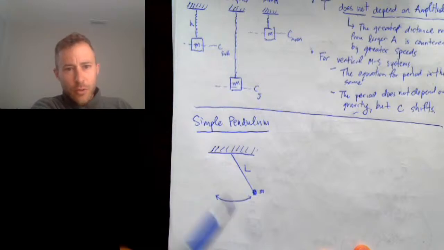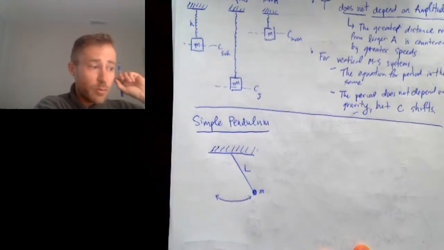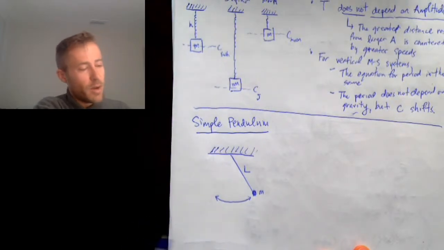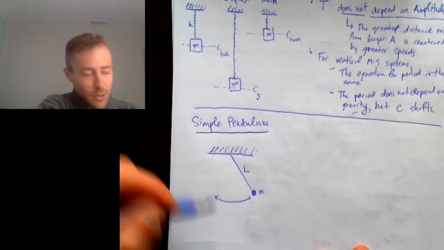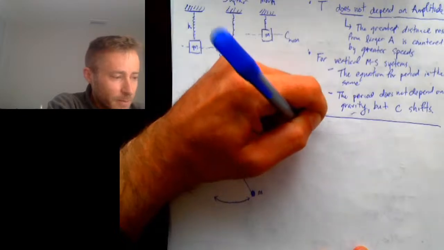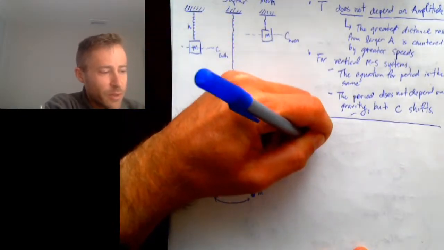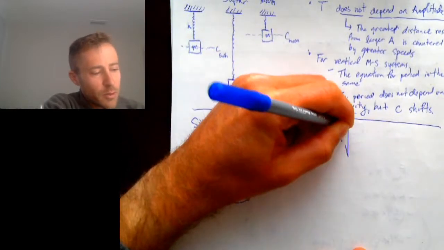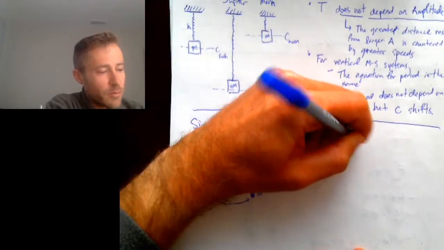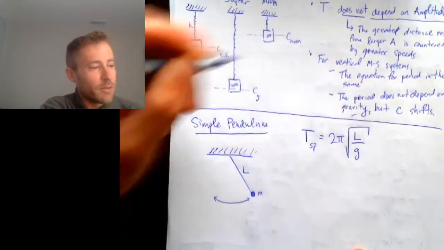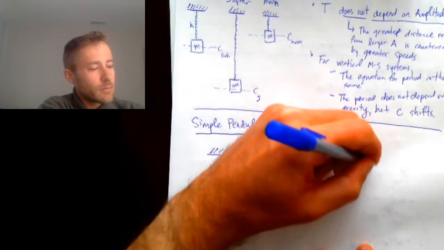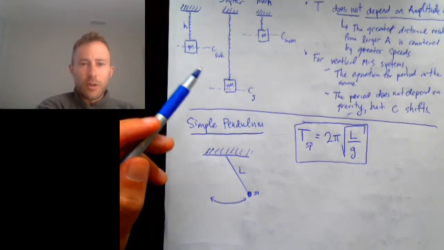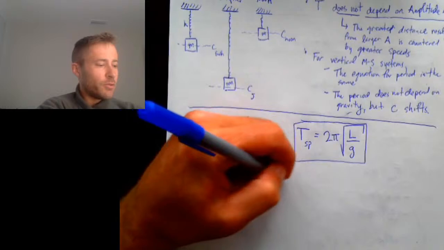So to prove the equation for the period of a simple pendulum is a little bit beyond the scope of this course, but you do need to know what the equation is. And so the period of the simple pendulum, the equation is 2 pi square root of the length of the pendulum divided by the acceleration due to gravity. Okay? So now let's make some observations about this equation.